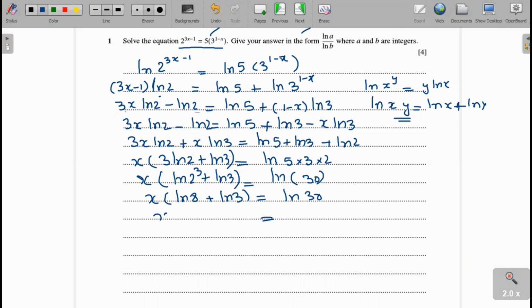In this rule, ln x plus ln y can be written as ln of x multiplied by y. Therefore, x into ln of 8 multiplied by 3, that is ln 24, will be equal to ln 30, and that gives x equal to ln 30 over ln 24. This is the answer.